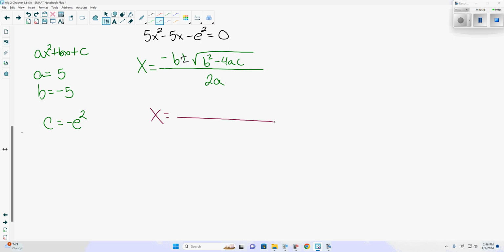Now at this point, we're going to plug in our values. So first thing is negative b, so it'd be -5 plus or minus the square root of b squared. So it'd be -5 in parentheses squared minus 4 times a. Well, a in our case is 5, times c, which is -e squared, all over 2 times a, so 2 times 5. Questions on this here? Questions on anything we've done so far?